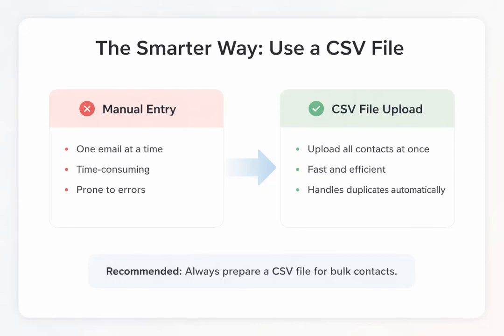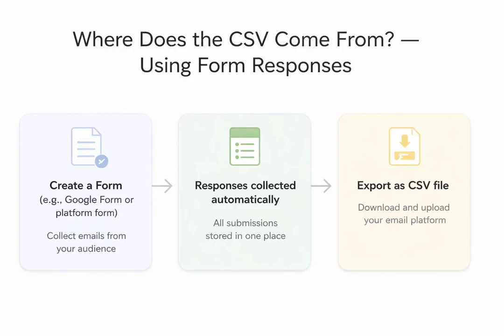The instructor's strong recommendation is this. Instead of adding contacts manually, always prepare a CSV file. A CSV, or comma-separated values file, is a simple spreadsheet format that lets you store a list of email addresses and names in a structured way. When you upload this file to the platform, it can import all your contacts at once, saving you enormous amounts of time. And the platform even handles duplicate entries automatically, so you don't have to worry about the same person being added twice.